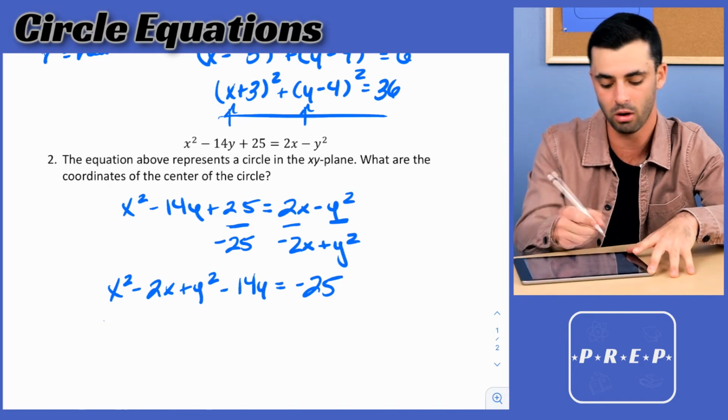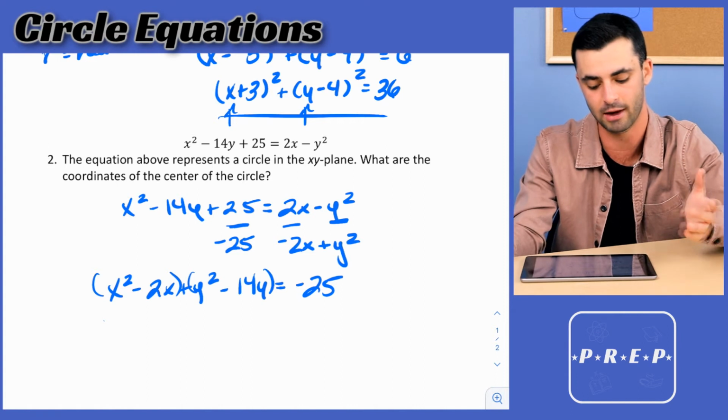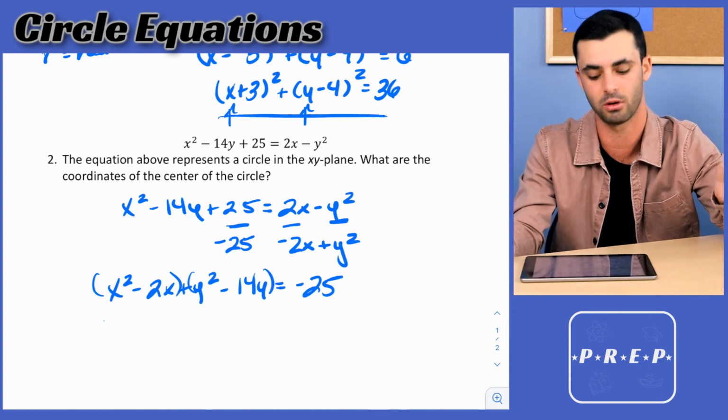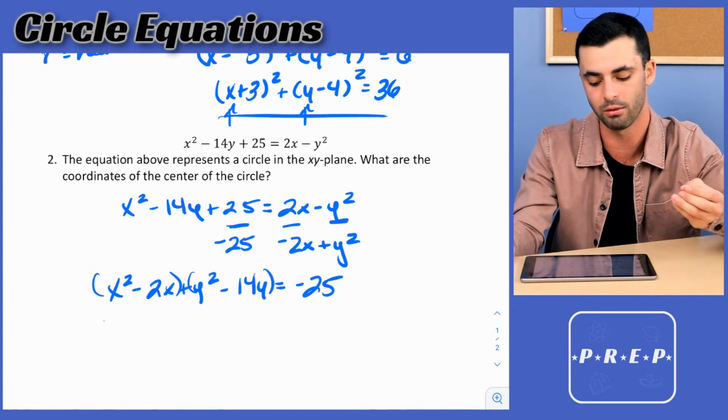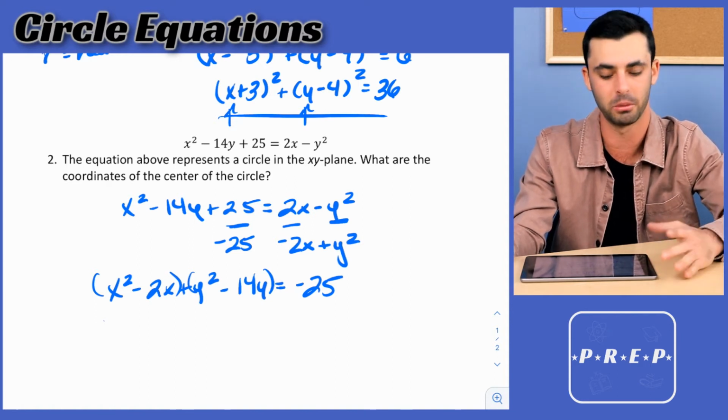So now I want to draw parentheses around these terms to kind of group them. We have x squared minus 2x plus y squared minus 14y. All of that equals -25. And now we have to complete the square. And how do we complete the square?